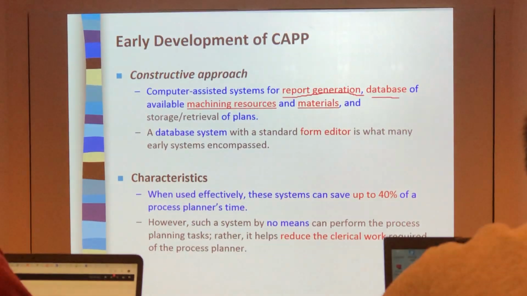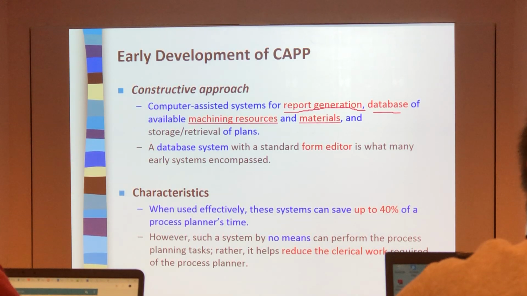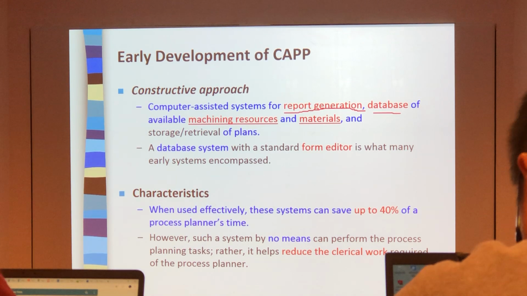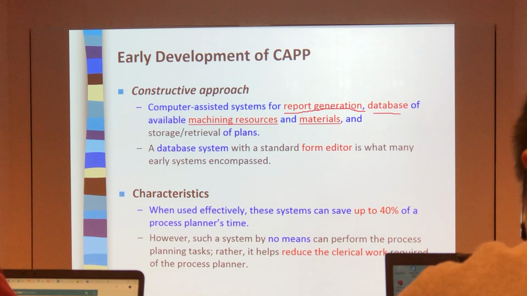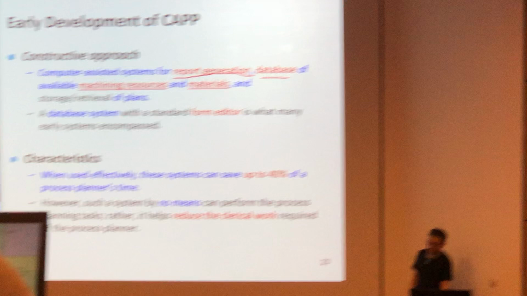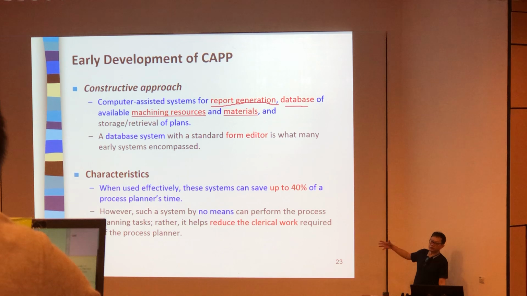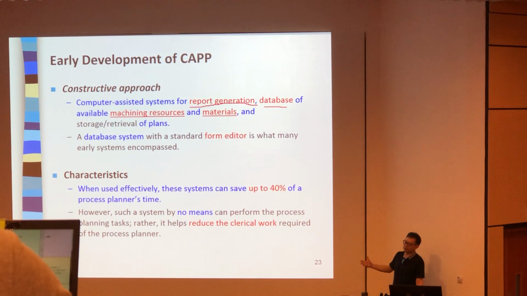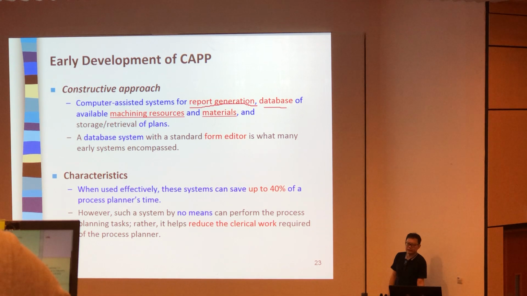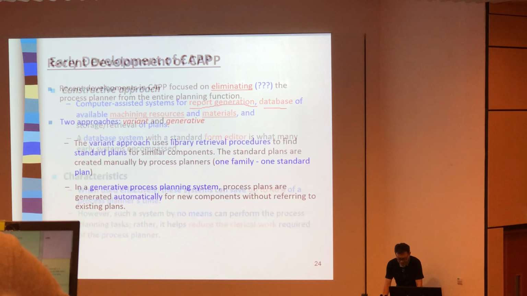Computerized system. The reason is such a system by no means can perform the process planning tasks, so it does not have intelligence at all. It only helps reduce the clerical work required in process planning. I put it here because we need to recognize its contribution in the early days. Although it looks like nothing intelligent, it does help a lot in terms of productivity gains. That's also very important. So that would be the first approach, I feel.